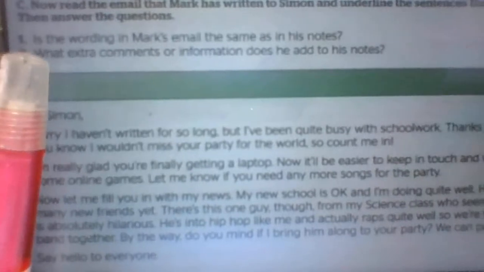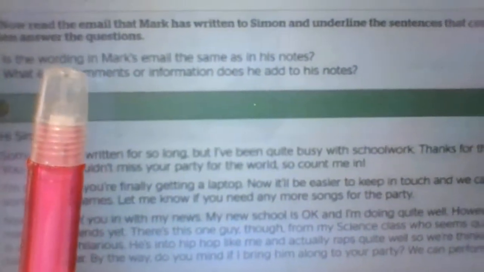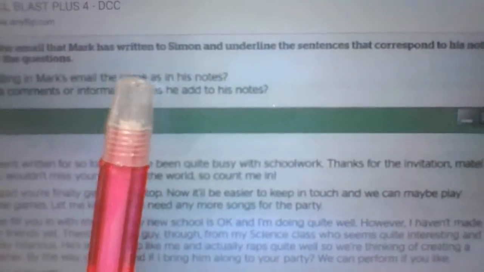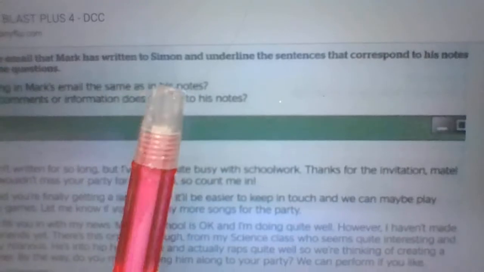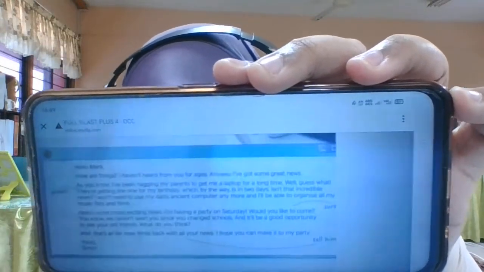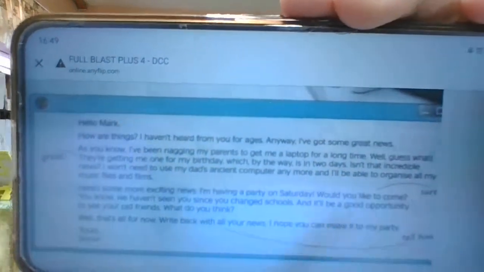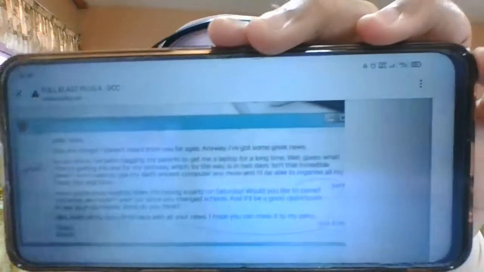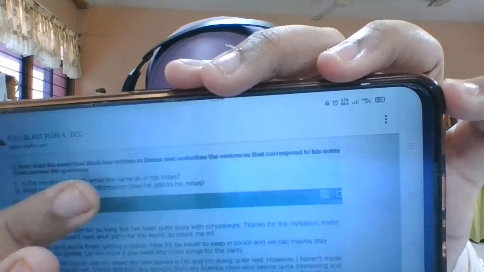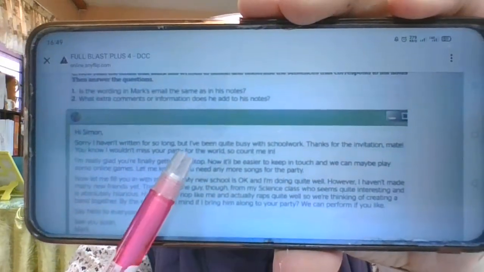Is the wording in Mark's email the same as in his notes? You need to look. The first one, are the wordings, adakah perkataan-perkataan in Mark's email, dalam Mark punya email, the same, sama, seperti in his notes. Where is his notes? Here. This is the notes. This is Mark's notes. Did you see that it is the same? Sama tak? Notes of Mark with this one.